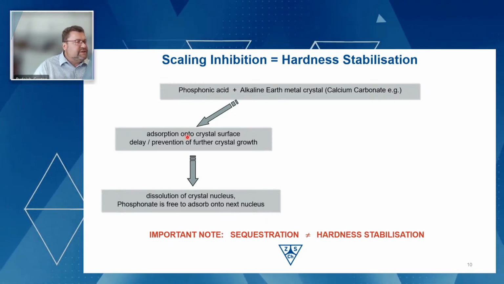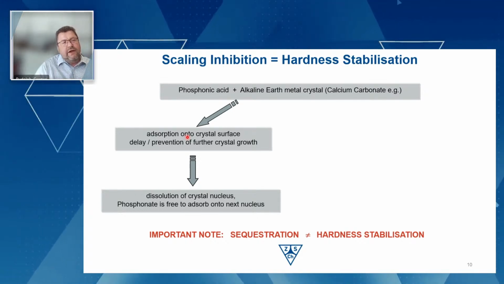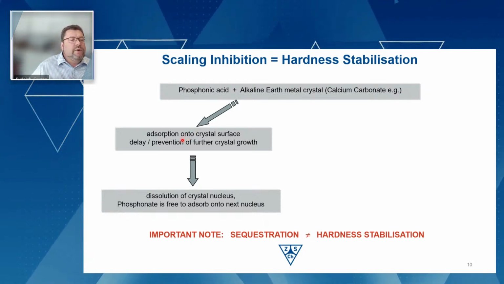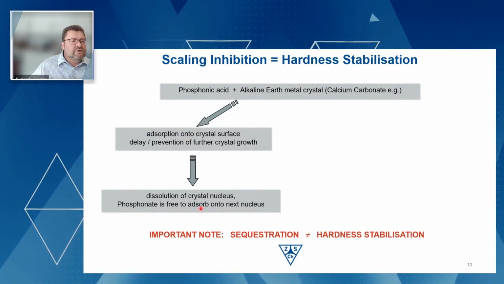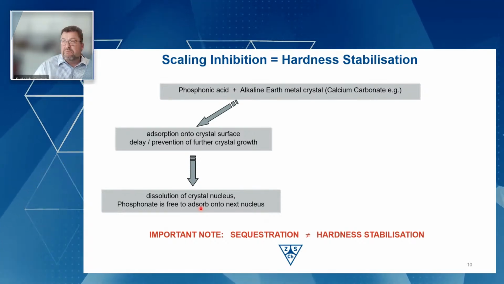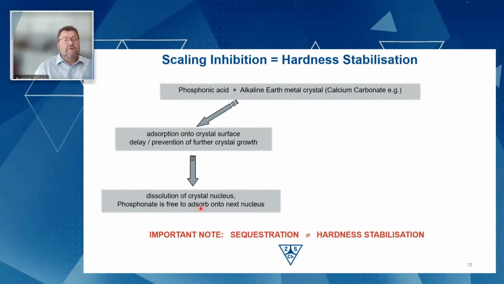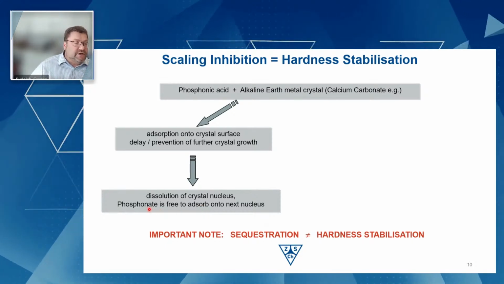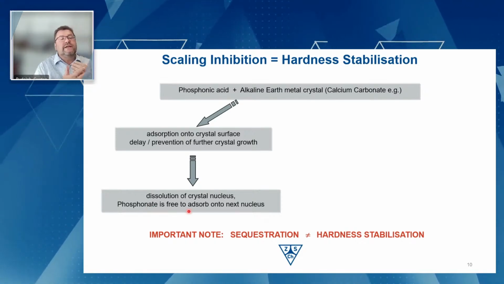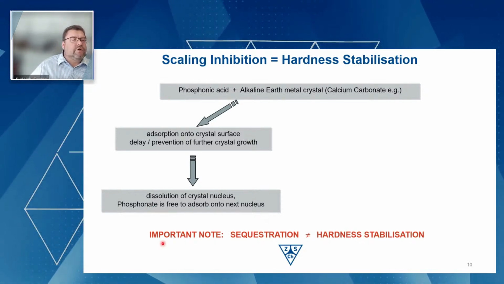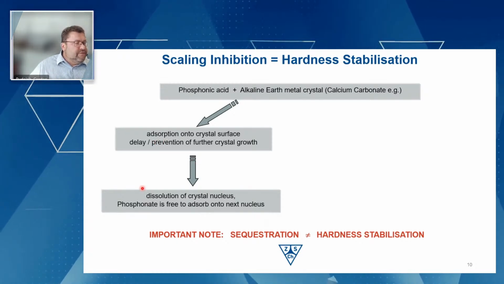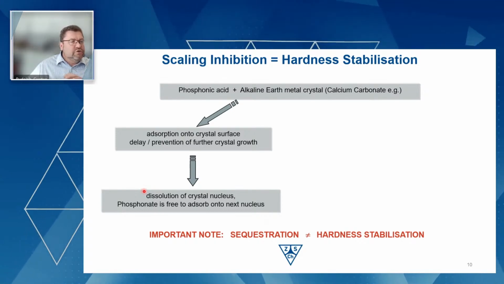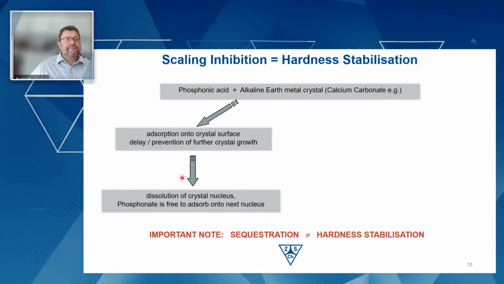And if the adsorption takes place at very early stages, then the crystal will dissolve with time. So we then have a dissolution of the crystal nucleus, or the baby crystals, or the clusters, however you want to call them, in these very early stages. And the phosphonate, or the inhibitor in general, is free to adsorb onto the next nucleus. So we have some kind of step-by-step mechanism. And this explains why we only need a very small amount of inhibitor to treat huge amounts.